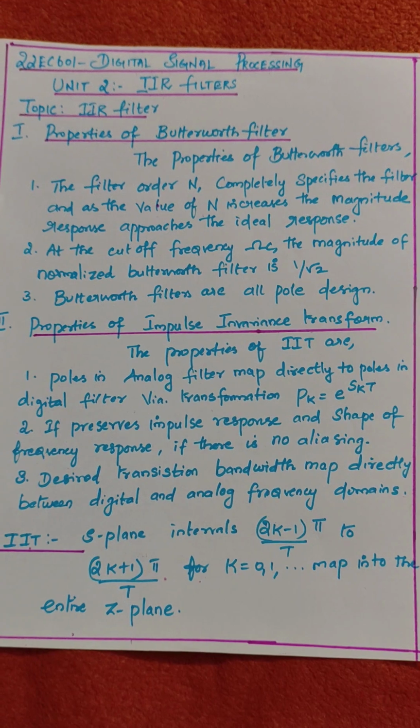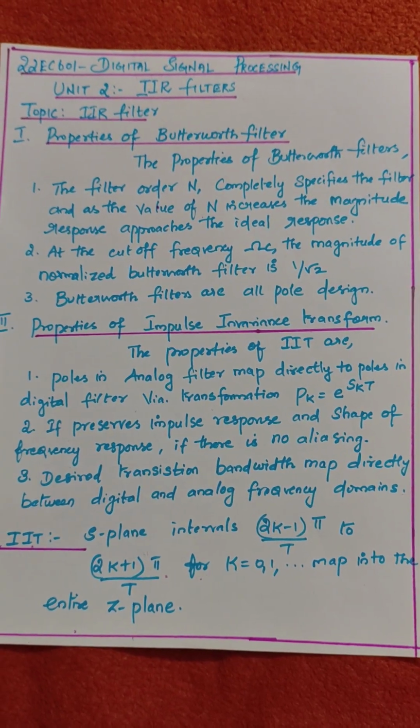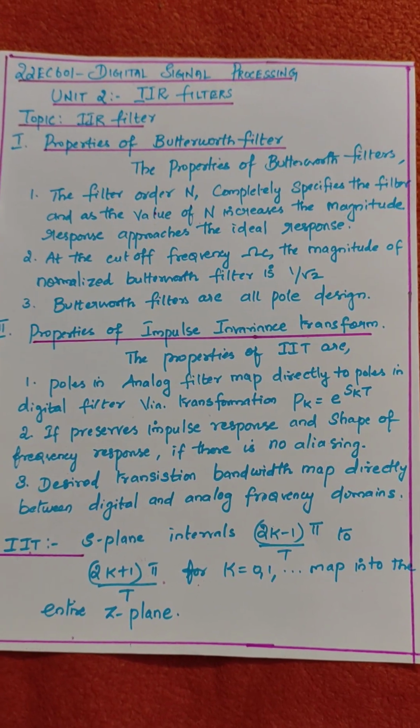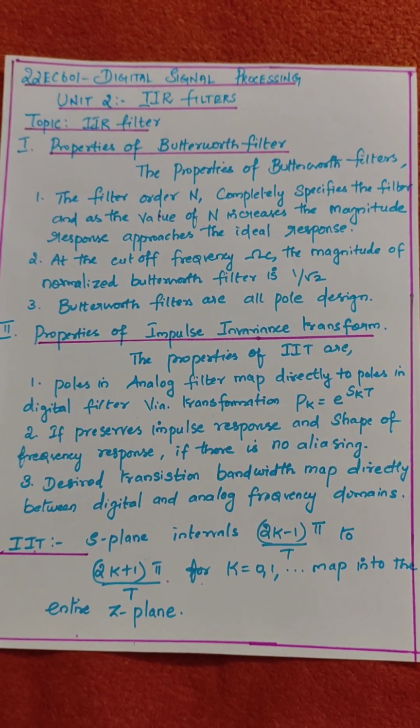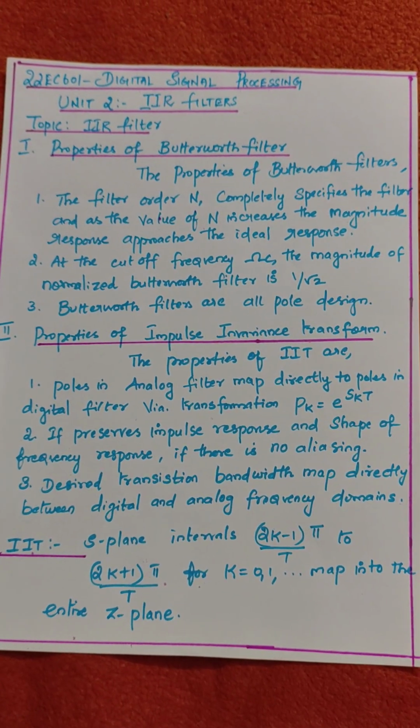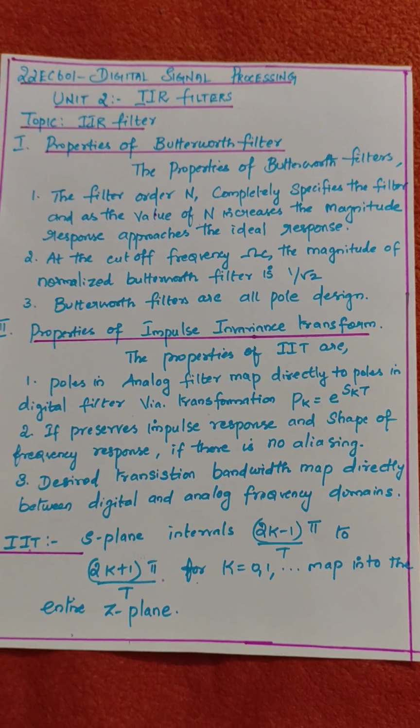This is the question: properties of Butterworth filter. In short, you need to understand. Point number 1 says the magnitude response approaches the ideal response. Point number 2, you know very well, 1 by root 2 times. Point number 3, you know very well, it's a pole design.